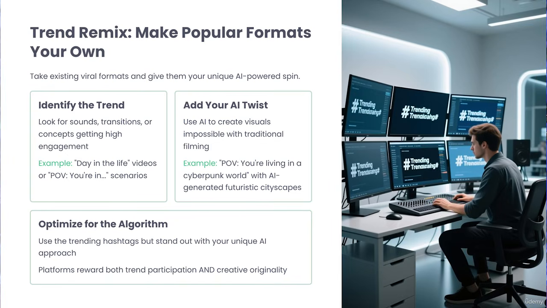Finally, we have the trend remix. This is where you take a trending format like a popular sound or editing style and make it your own using AI. For example, a trend around daydreaming in alternate realities could be paired with dreamy, surreal Veo-generated clips to create your own spin on the concept.